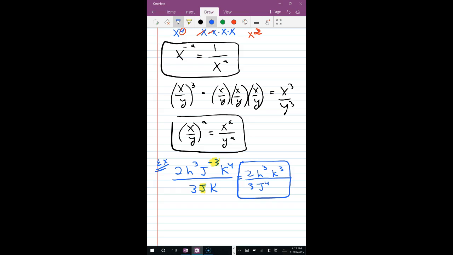I hope this took some of the rust off your rules. I want you to try a couple of problems. I'll check them and we'll see how it goes.